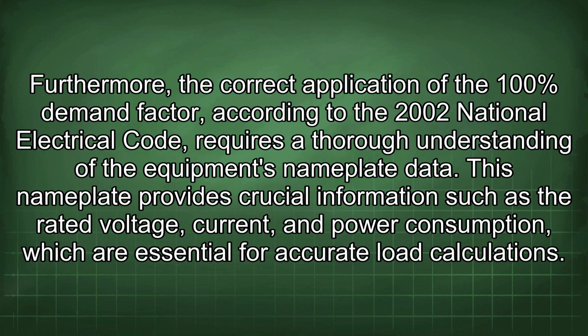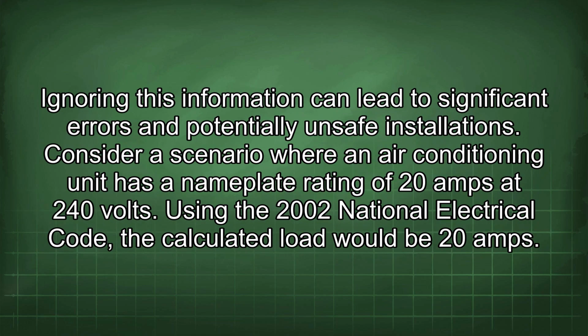Furthermore, the correct application of a 100% demand factor, according to the 2002 National Electrical Code, requires a thorough understanding of the equipment's nameplate data. This nameplate provides crucial information such as the rated voltage, current, and power consumption, which are essential for accurate load calculations. Ignoring this information can lead to significant errors and potentially unsafe installations.